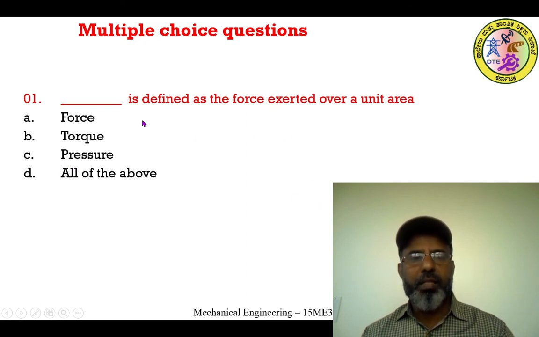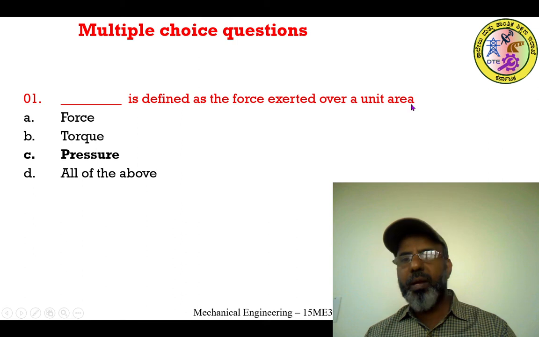Yes, the correct answer should be: dash is defined as the force exerted over a unit area, and the correct answer is pressure. This is the definition of pressure. Pressure is defined as the force exerted over a unit area. Correct answer is C.